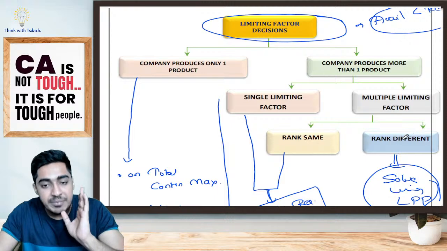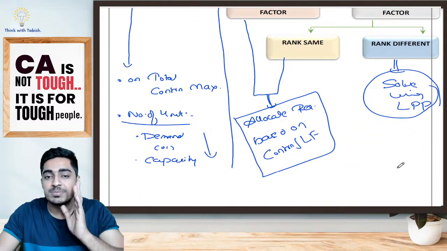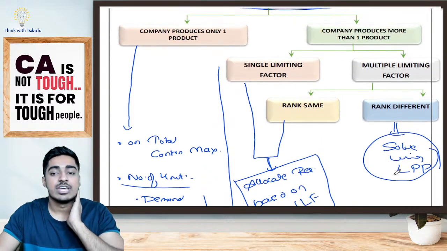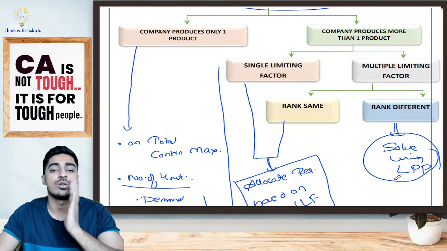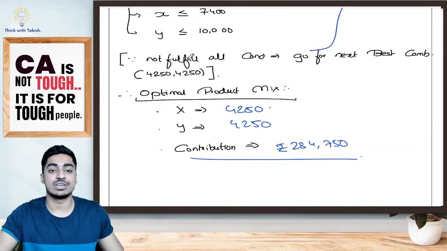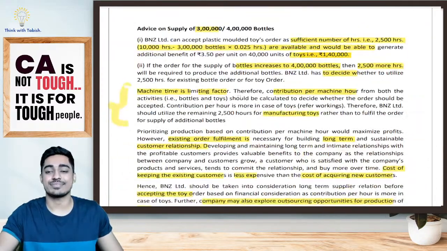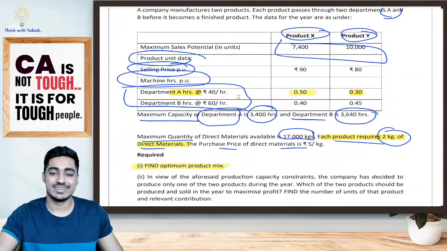If we have a single limiting factor or the rank is the same, it is simple. Yes, calculate contribution per limiting factor and decide based on that. But if the rank is different, we need to solve using LPP. Is it clear, students? Yes, the question is not over yet. I am not done.